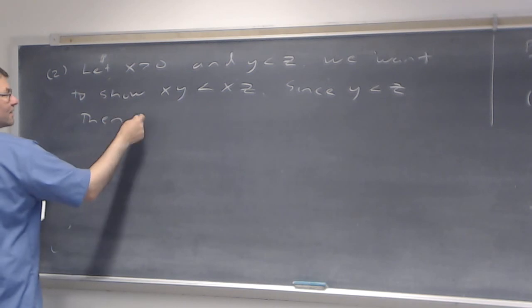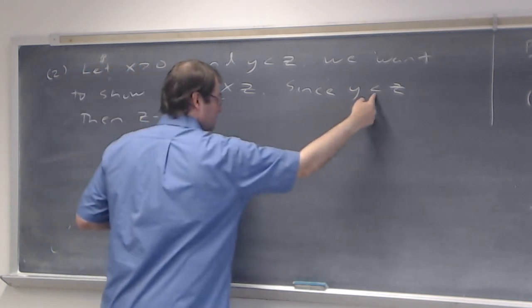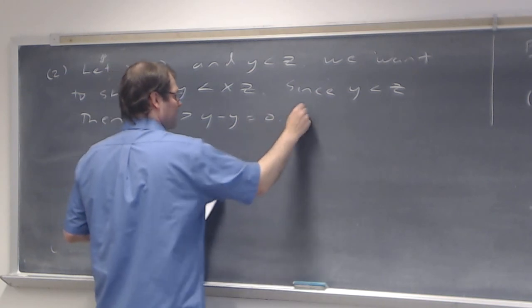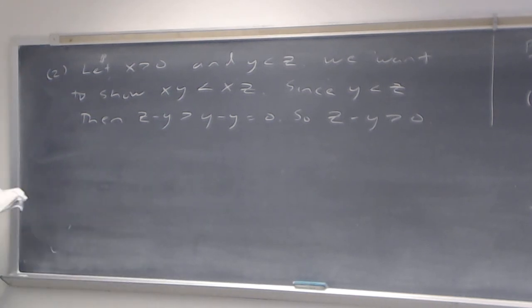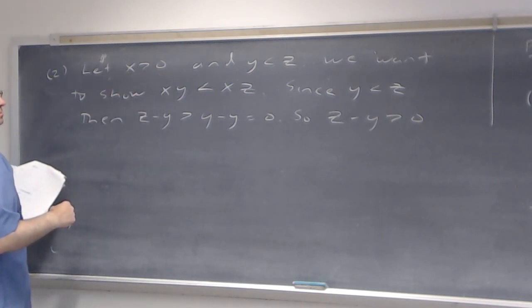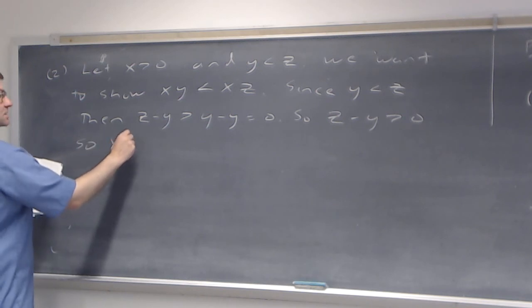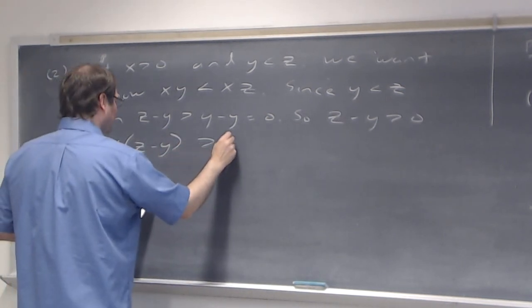then that says that z minus y is going to be greater than, okay, so this part we take away from y, it's going to be greater than y minus y, which equals 0. So what we have is z minus y is going to be greater than 0. All right. So x is greater than 0. So here, what we'll have then is that x times z minus y is going to be greater than 0.